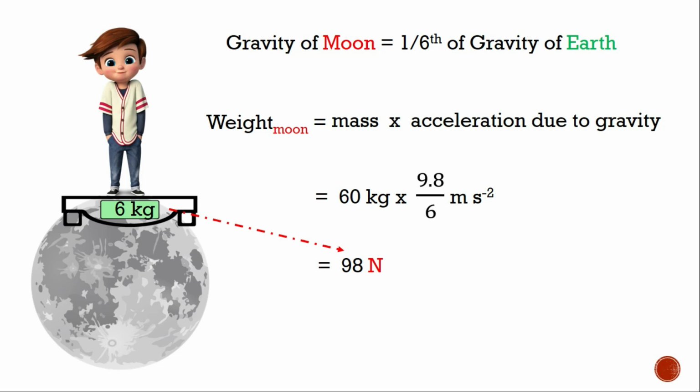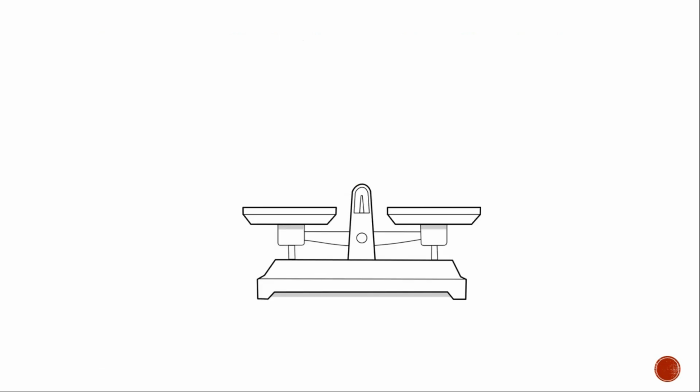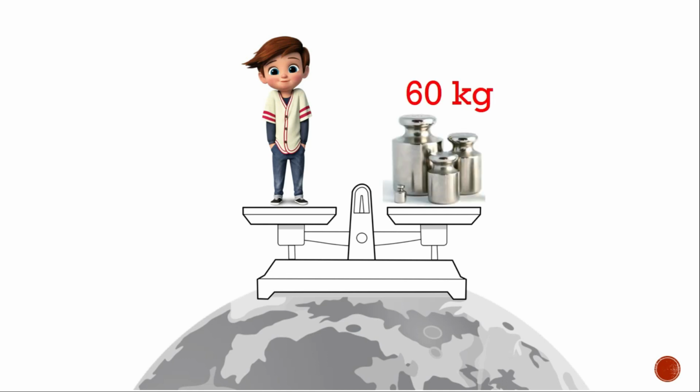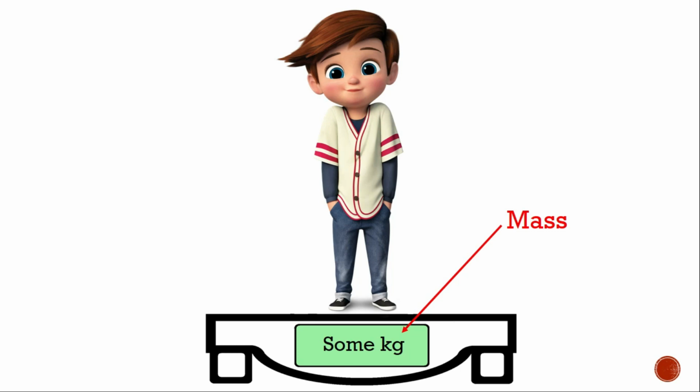But definitely, if we take a beam balance, which is a device to measure mass and not weight, on the moon and measure ourselves, we will get our actual mass there, which is in this case 60 kg. So remember, when we are weighing ourselves, we are actually measuring our mass in kg, but we are doing so by measuring our weight on the surface of Earth.